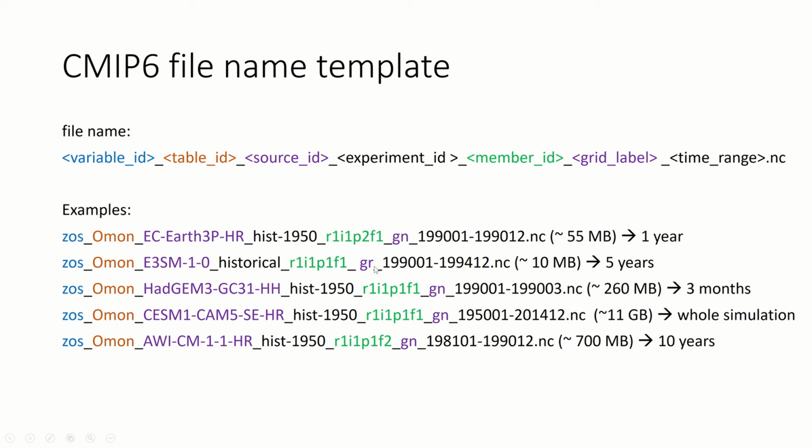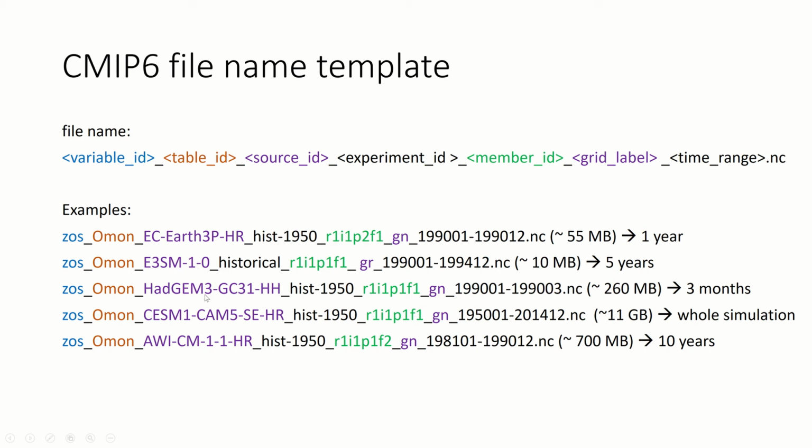For this simulation, it's from 1990 to 1994 December. So this is 5 years of data per file. Each 5 years they output them in one file. You see there's a difference in size, because this is a high resolution simulation while this is a standard resolution simulation. You see the difference in size and so on and so forth.